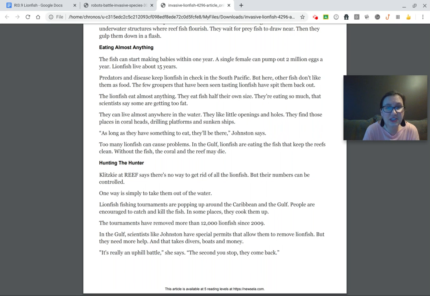Too many lionfish can cause problems. In the Gulf, lionfish are eating the fish that keep the reefs clean. Without the fish, the coral and the reef may die.